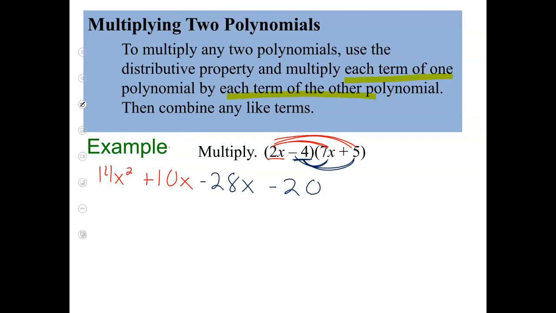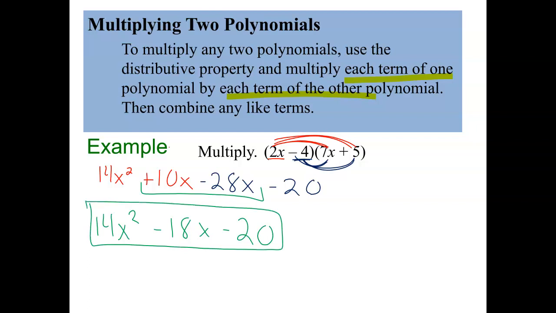Do I have any like terms in my result? So I just need to combine those. So 10x minus 28x gives me what? Negative 18x. Do I have any other like terms? Then we're done.